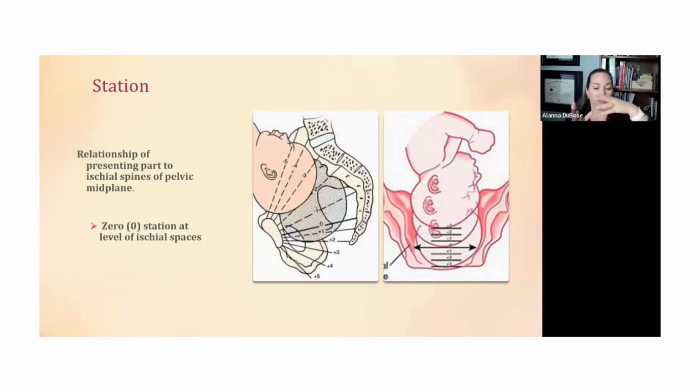Station is just what is the position in the pelvis? We measure from the ischial spines, which is actually kind of hard to see in this picture. But if you look at an image of the pelvis from the front, you can see little protrusions that are a little bit pointy, and that would be 0 station. Okay. And then the more plus you get, the closer the baby is to delivery.